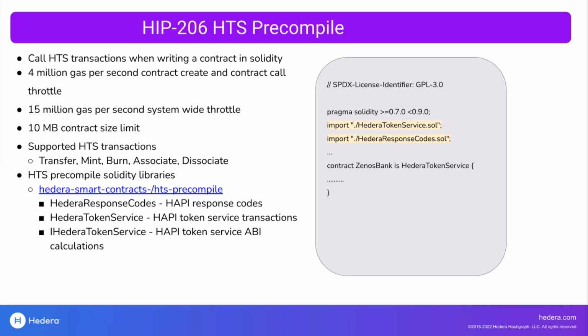So if you open up Remix or whatever Solidity editor that you're using to write your contracts, you'll use the import and you'll import Hedera token service. And you can also optionally import Hedera response codes if you like, to call functions from that contract into your contract that you're writing.